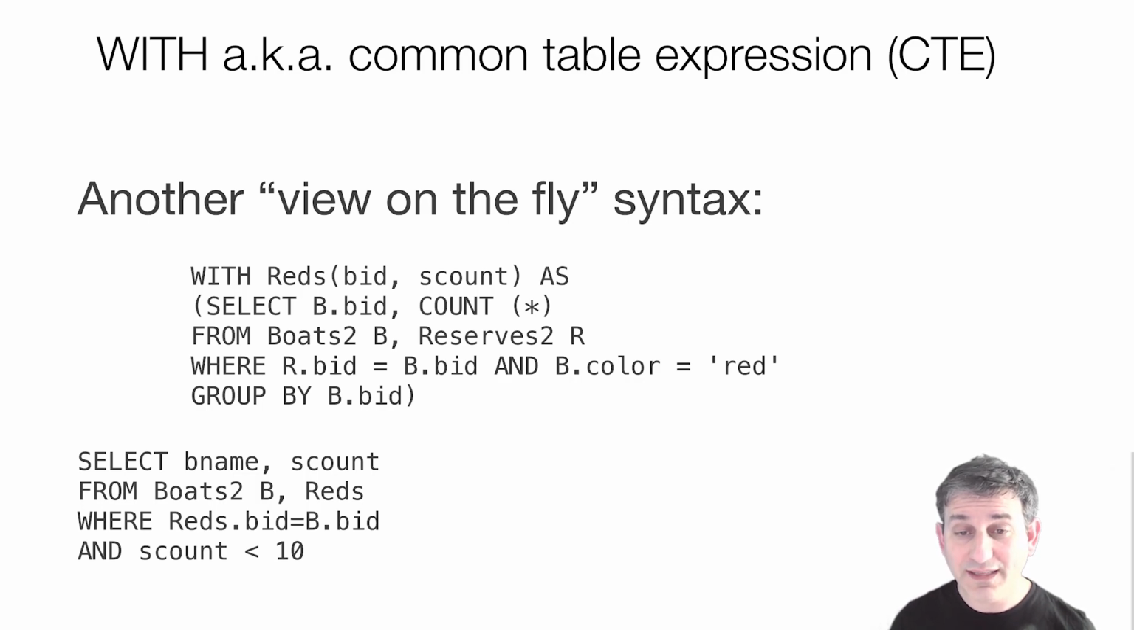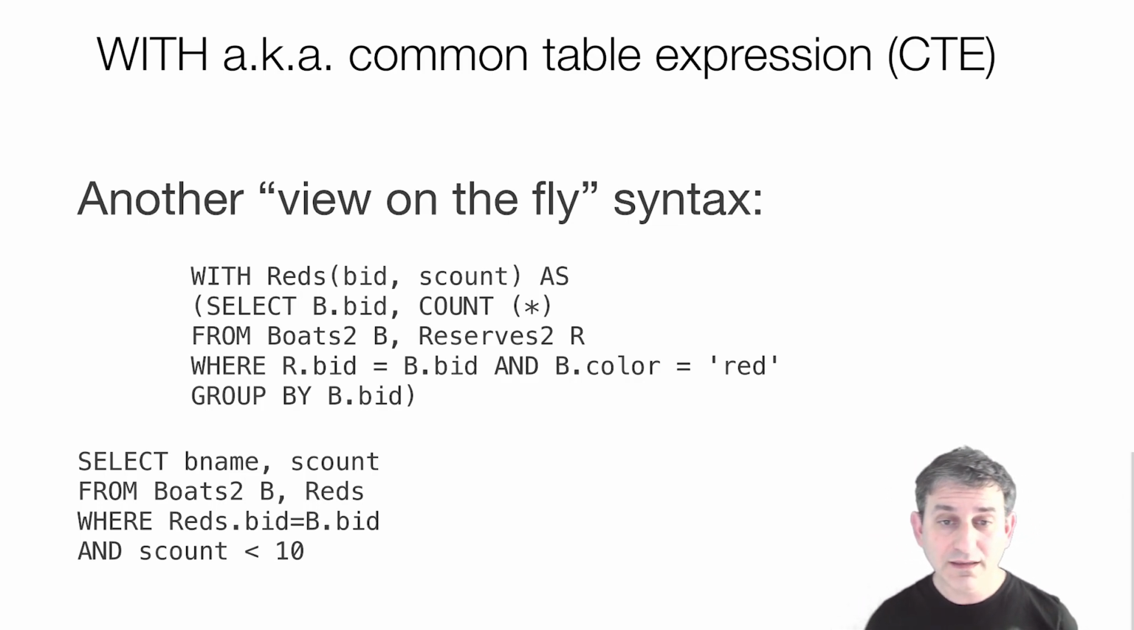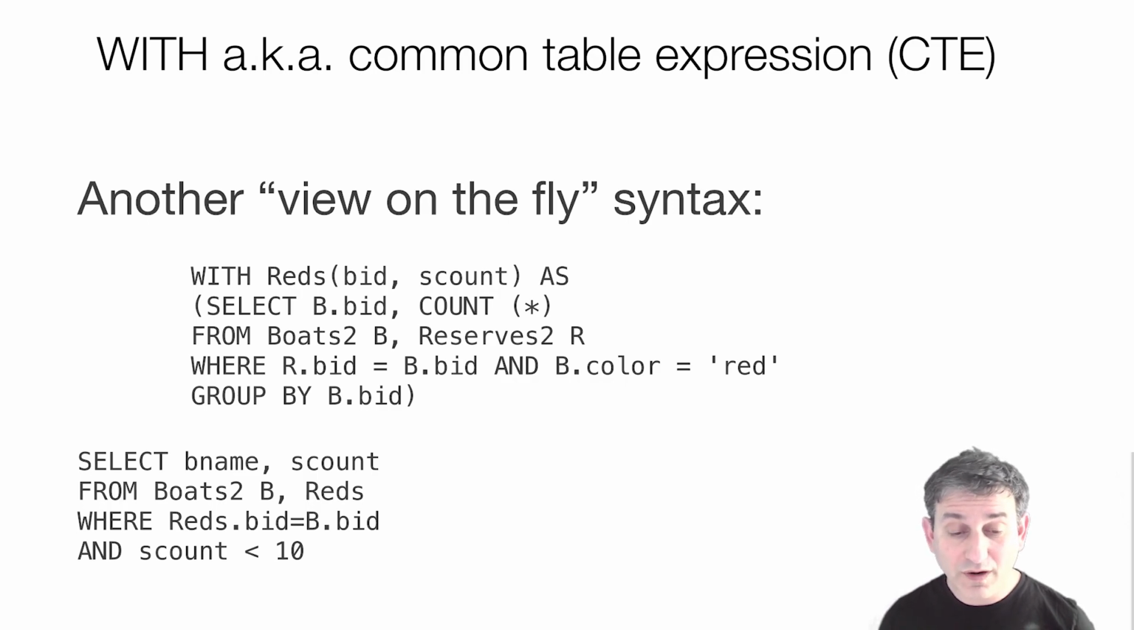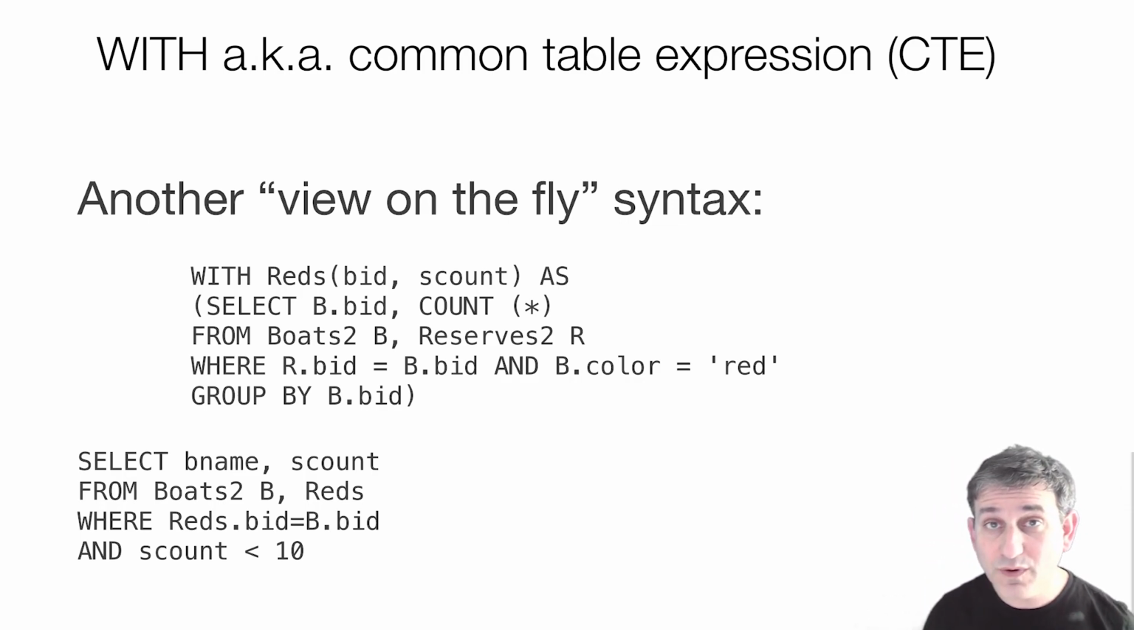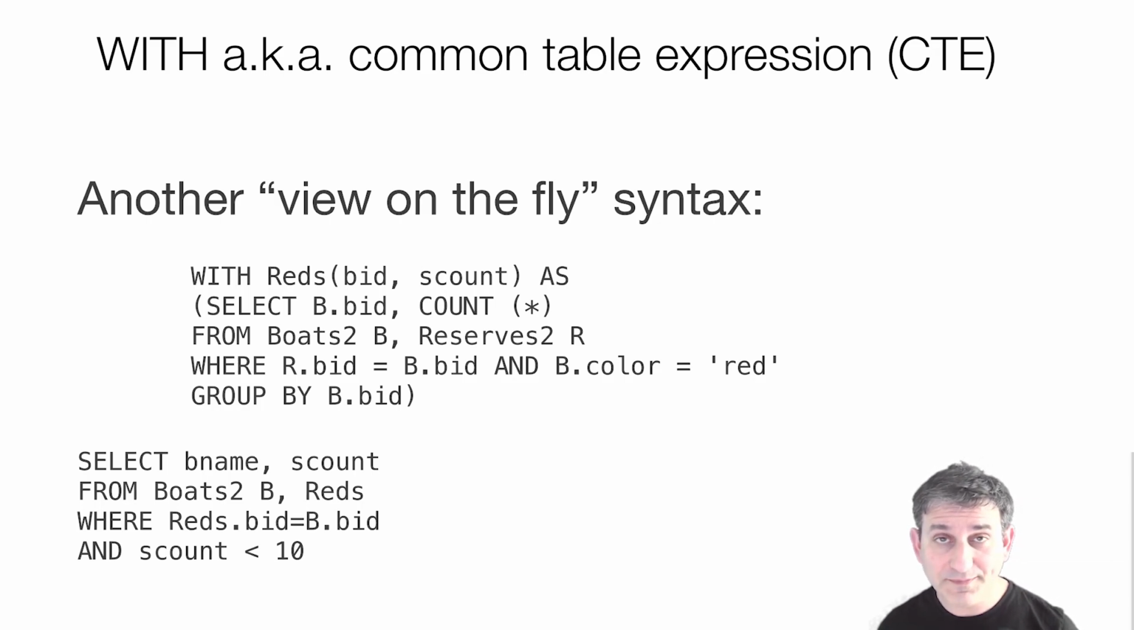With, and then we give an alias name reds and alias names for the output columns, BID, scount, as, and then we have our subquery, which defines, again, the red boats and their counts. So with reds, BID, scount, as subquery. Here's the rest of the statement. Select b.name, scount from boats as b, reds. So you see the reference to the with-defined common table expression. And then the where clause and scount are the same as they were on the previous slide. So this statement with the with clause in front of the select statement is equivalent to the query we saw on the previous slide.